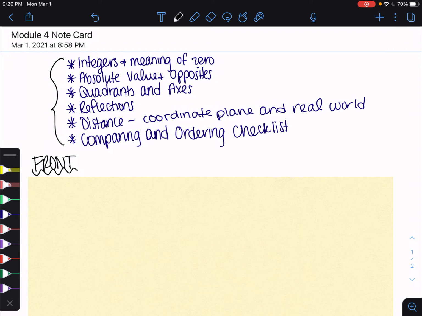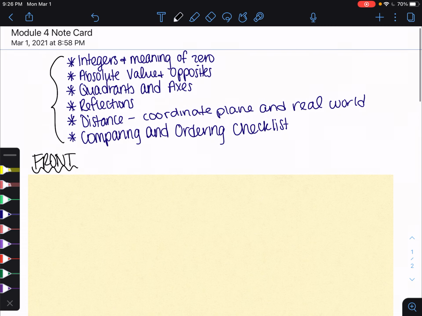We talked about the quadrants and the axes. So what are the four quadrants? How do I know what kind of ordered pairs fall in those quadrants? And then how do I know if something is on the x or y axis? We talked about reflections, so how to reflect points across the x and y axis. So I'm going to do x and y axis here.